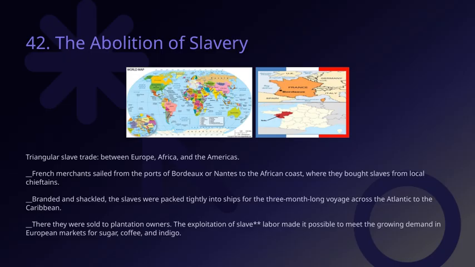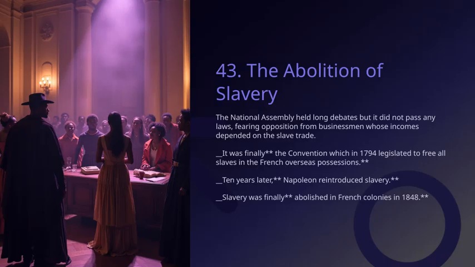Understanding this helps us see how deeply intertwined economic interests and human suffering were in the history of slavery. Now, let's look at the abolition of slavery in France. The National Assembly engaged in lengthy debates on this issue, but interestingly, they didn't pass any laws right away. The main reason was their fear of opposition from businessmen, many of whom depended heavily on the profits from the slave trade. It wasn't until 1794, during the convention, that a significant step was finally taken.